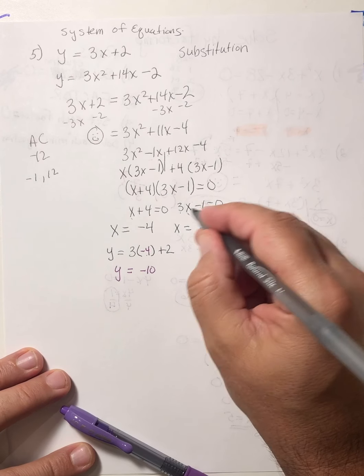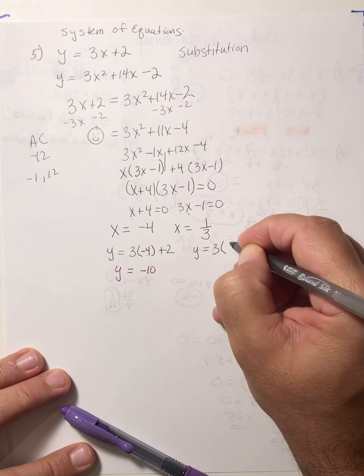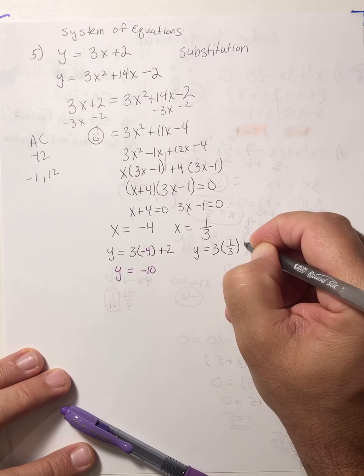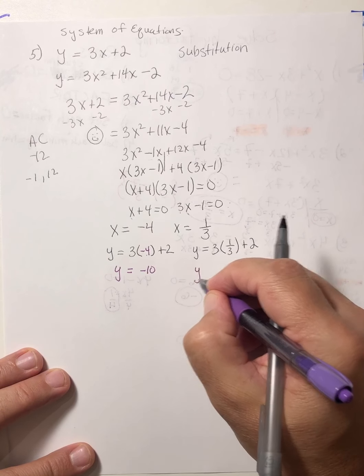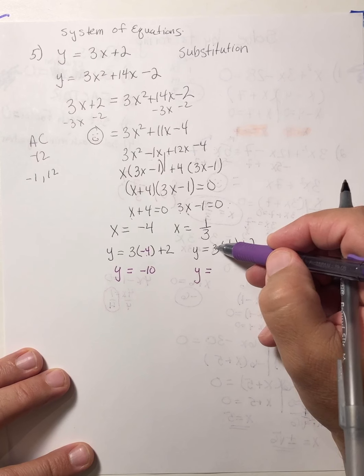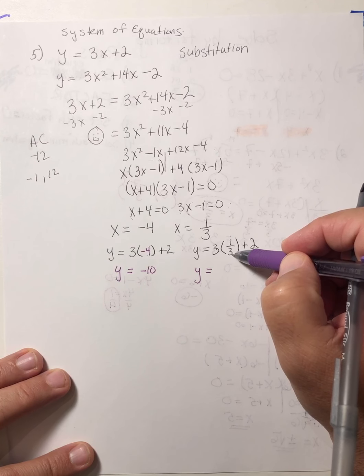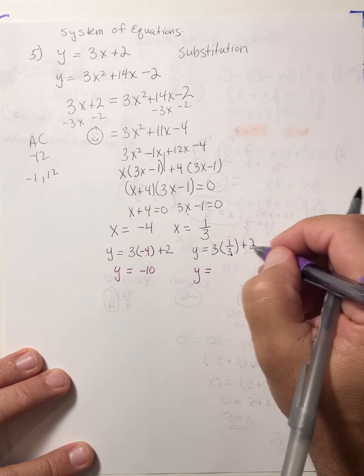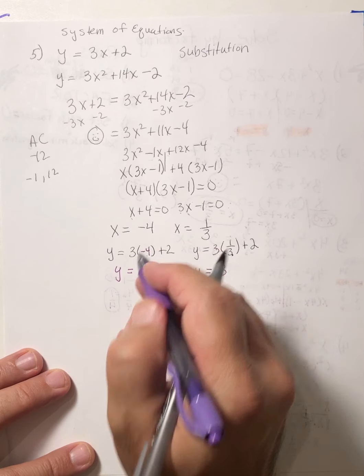All right, so then when I do the 1/3, I'm going to do the same thing. Y equals 3 parentheses 1/3 plus 2. All right, here I'll do it. 3 times 1/3. So what's a third of 3? That's right, it's 1. Plus 2 is 3. So we have our answers.